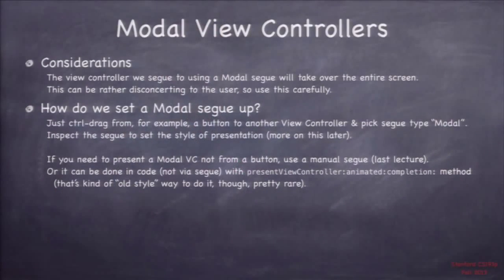Users can sometimes be disoriented by them, so use them with care. How do we set a modal segue up? Super simple. Got our storyboard, have the view controller we want to modal segue to, we just control drag. When it asks what kind of segue you want, you say modal instead of push, for example. And bam, that's all that's necessary to set it up.